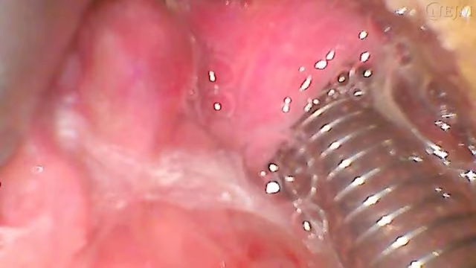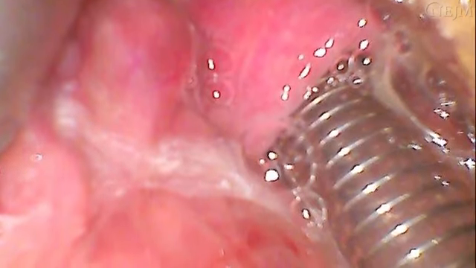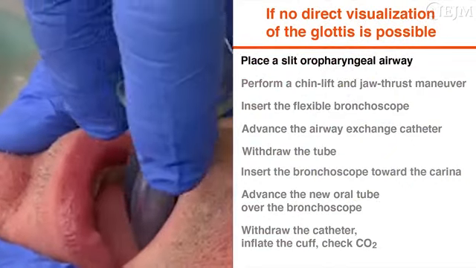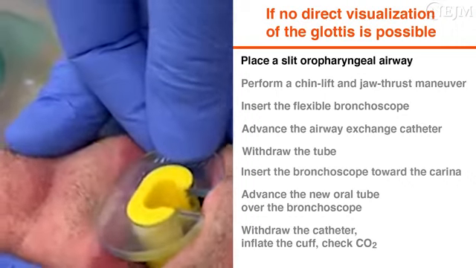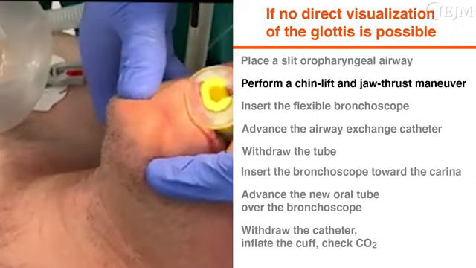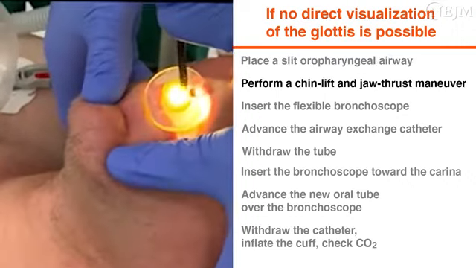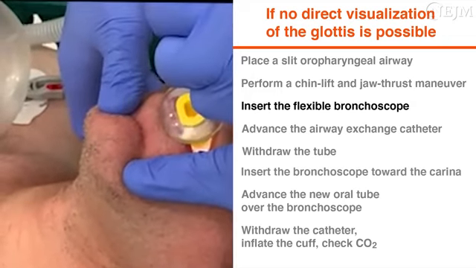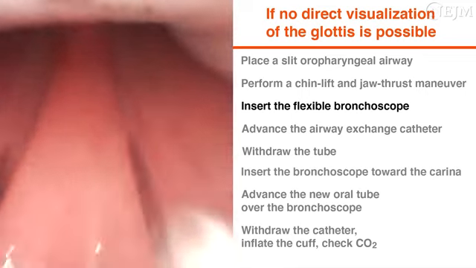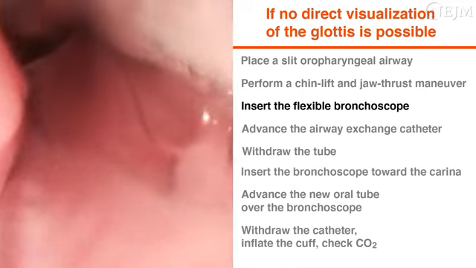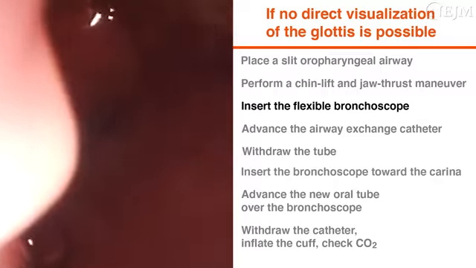If you cannot visualize the glottis with the video laryngoscope, remove the laryngoscope and place a slit oropharyngeal airway in a midline position. Ask an assistant to perform a chin lift and jaw thrust maneuver. Insert the flexible bronchoscope through the oropharyngeal airway, positioning the tip in the supraglottic region in order to visualize the airway exchange catheter and removal of the nasal tube as you proceed.